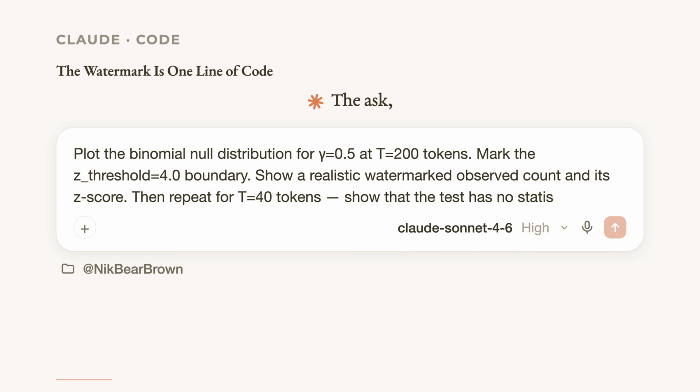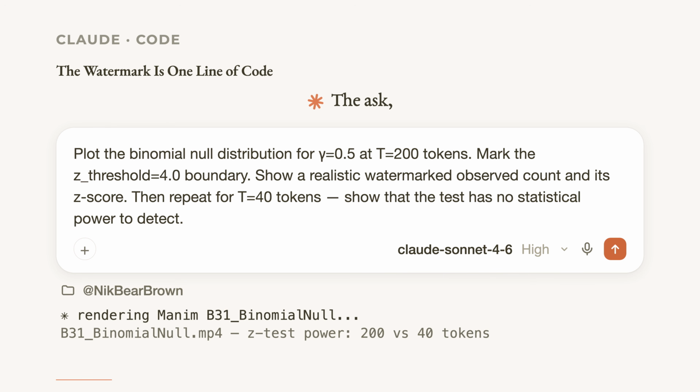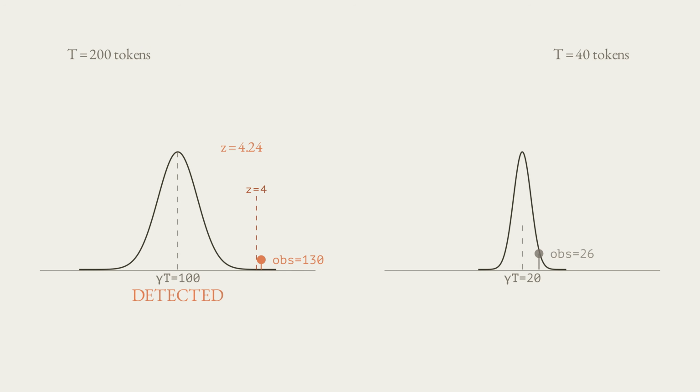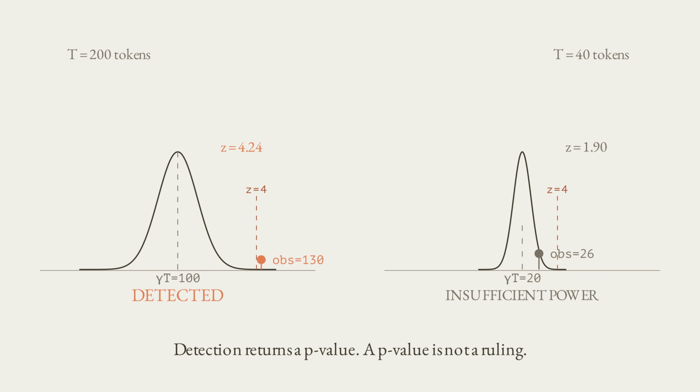Now the test, 200 tokens versus 40. Detection is a hypothesis test. Under the null, no watermark, approximately gamma times T tokens fall green by chance. The z-statistic measures how many standard deviations above chance the observed count sits. At 200 tokens, the test has power. A watermarked text clears the z-threshold of 4.0. At 40 tokens, the distribution is wide and the same observed count does not clear the threshold. The test returns a p-value, not a ruling.